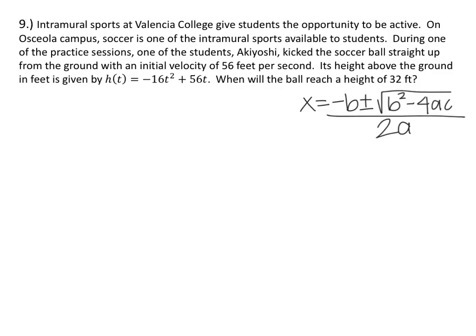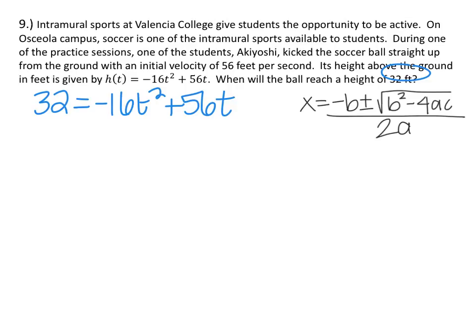Its height above the ground in feet is given by h(t) = -16t² + 56t. When will the ball reach a height of 32 feet? So we want to replace h(t) with 32 feet. So we're going to say 32 = -16t² + 56t.